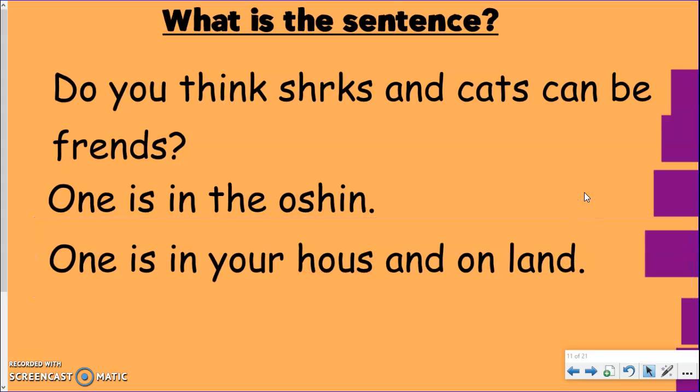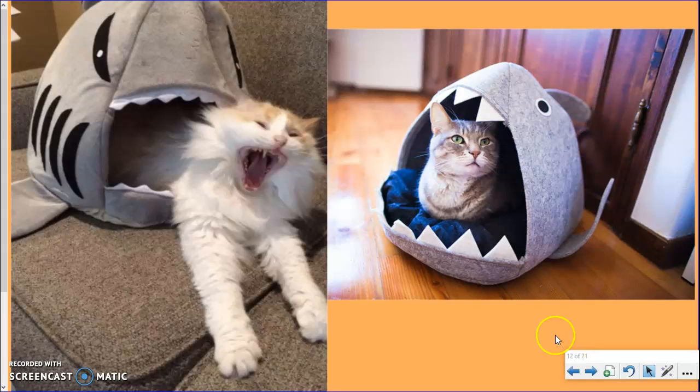Now, I found some silly pictures of sharks and cats. So I thought that I would share those silly pictures of sharks and cats. This is the first one I found. It's this little shark bed, and the cats are inside of it. This one, he doesn't look like he's enjoying it too much, and it almost looks like that shark is eating him. And this one looks like the kitty, he's okay with his shark bed. He might be friends with his shark.